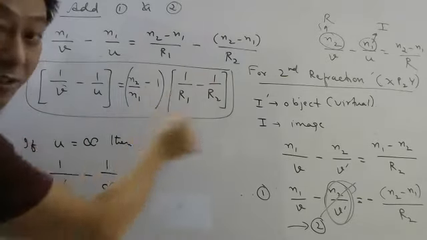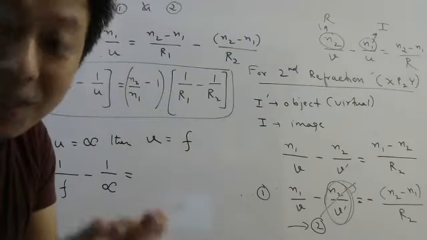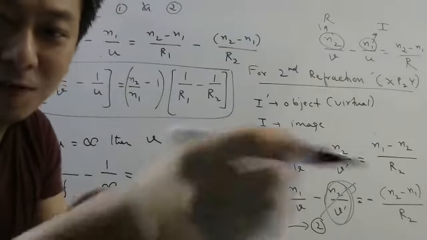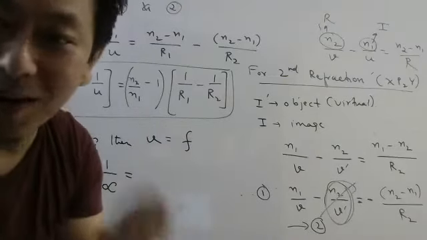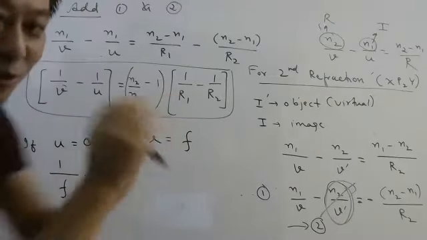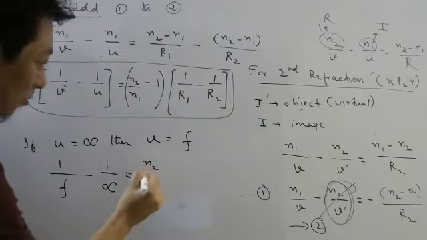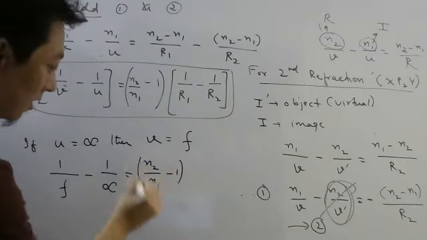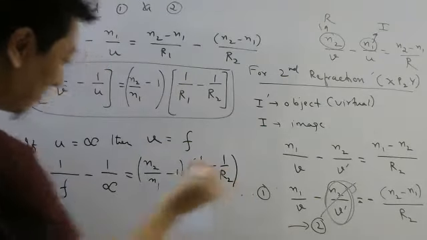This side will not change. Why will this one change? This is the refractive index of the media. Why will that change if you move the object, right? If I move the object, glass will not become water. Radius also will not change. So on the right side, nothing will change. So N2 by N1 minus 1, 1 by R1 minus 1 by R2.